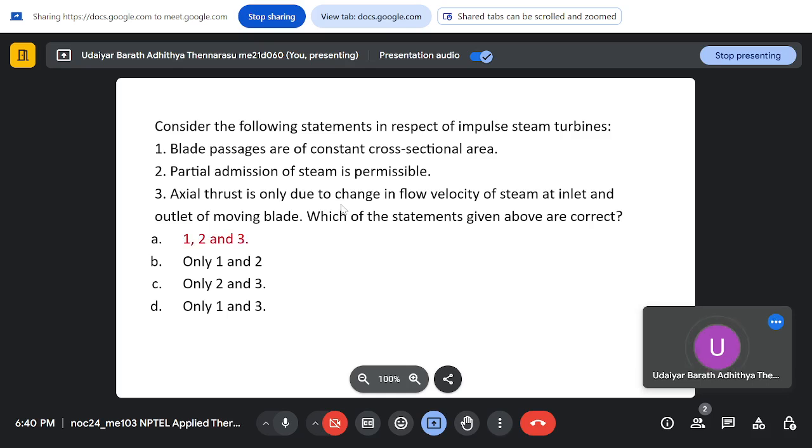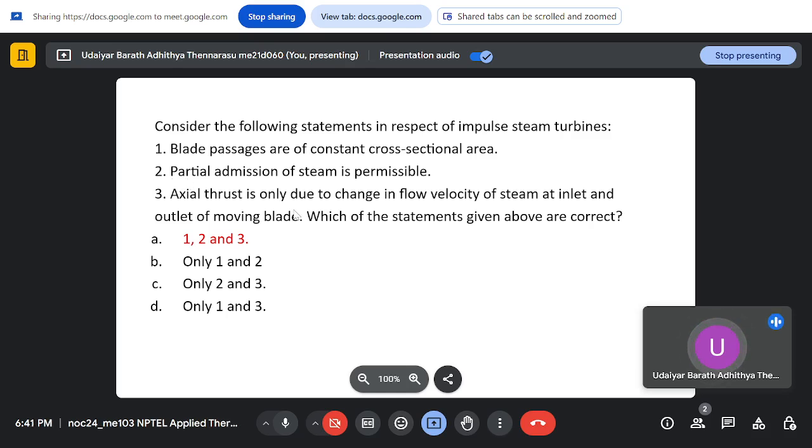So the answer is all three statements are correct. So in an impulse steam turbine, your blade passages do not change. We discussed this at the start when comparing impulse and reaction turbines. In the reaction turbine, the blade passages change, but there's a constant cross-sectional area in terms of the impulse steam turbine, and there's partial admission of steam is permissible.